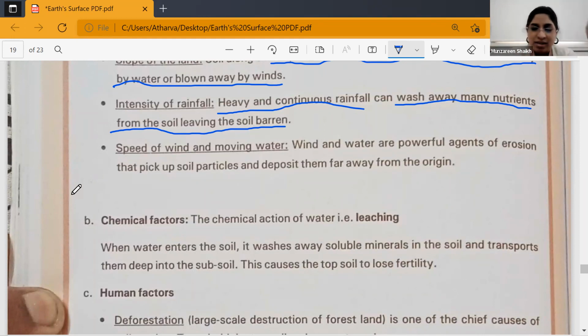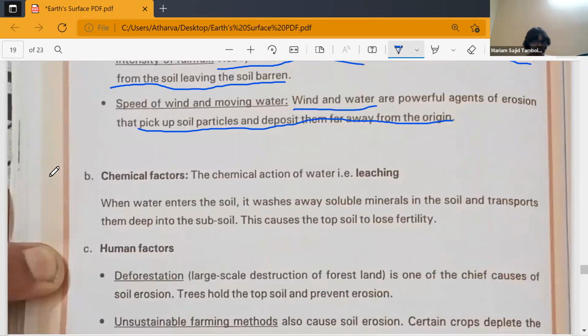Have you witnessed this? You must have seen, for example, not soil, but if there's heavy wind blowing, most of the lightweight materials are taken through the wind and they get deposited somewhere. Have you seen that? Yes, ma'am. And it is the same with nutrients, ma'am. They blow away those nutrients because nutrients are lightweight. So this happens also with the nutrients of the soil. So please underline, wind and water pick up the soil particles and deposit them far away from the origin. Clear? Physical factors? Yes, ma'am.